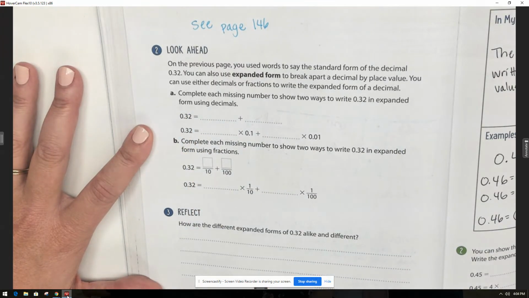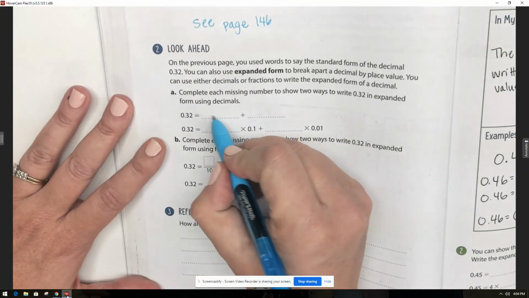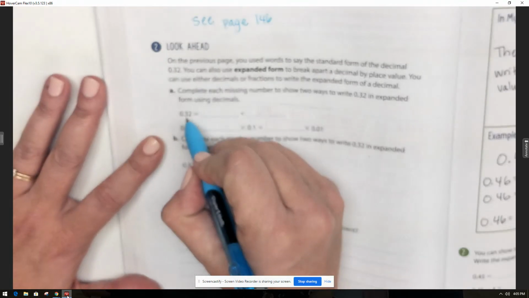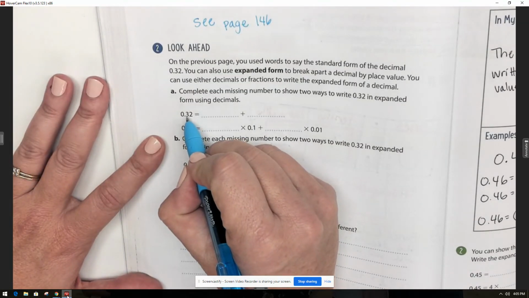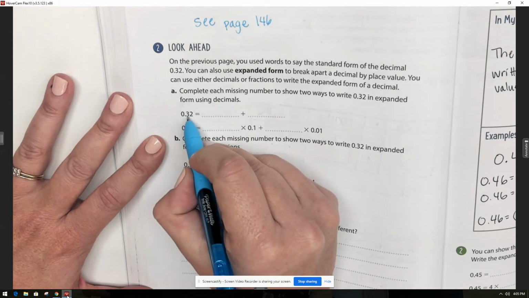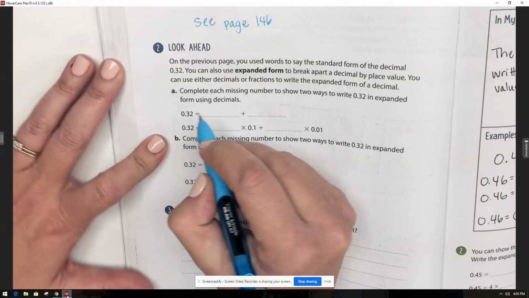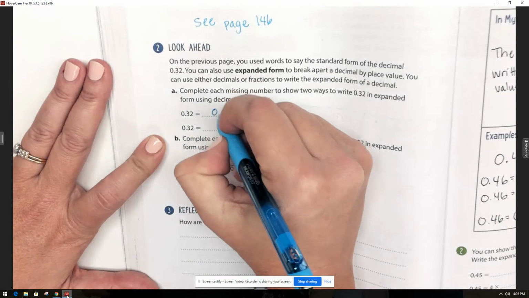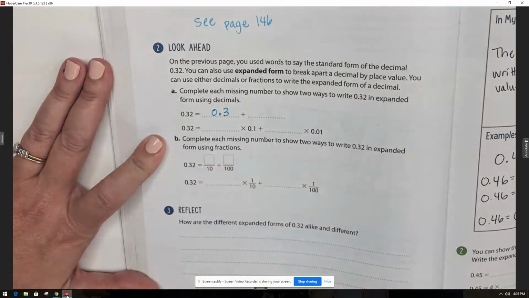So one way that we can write this in expanded form is we can break apart our tenths and our hundredths. So how many tenths do we have? We have 3 tenths. So we could say, I have 3 tenths.